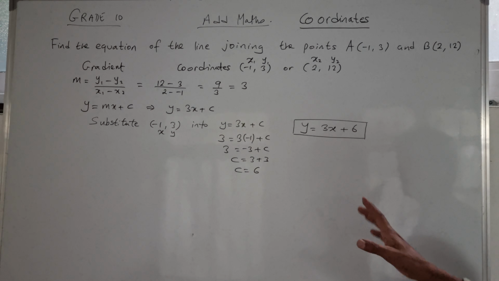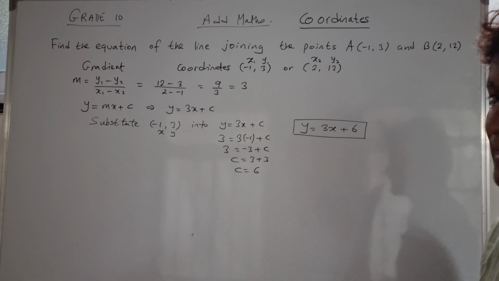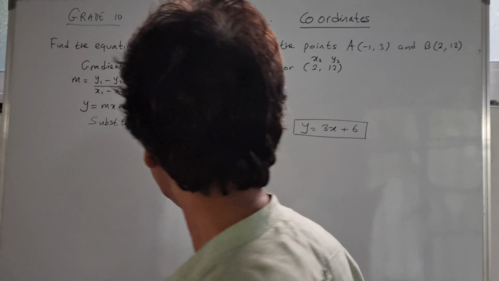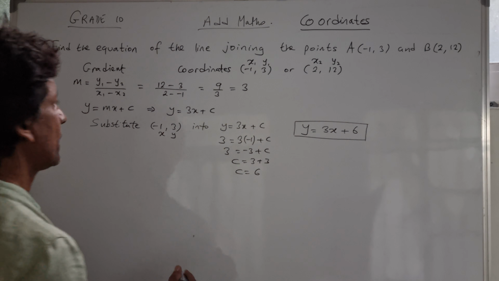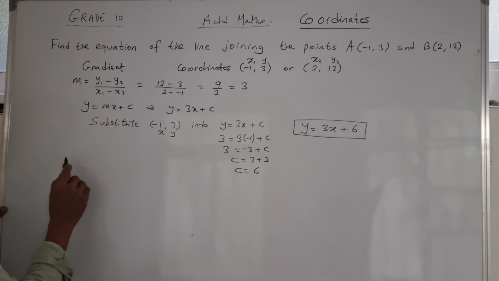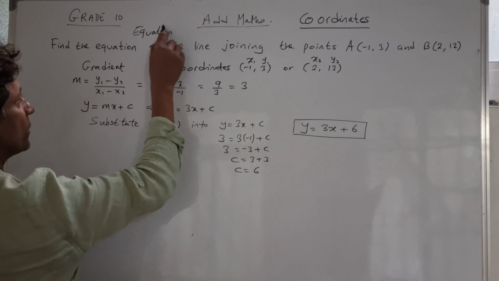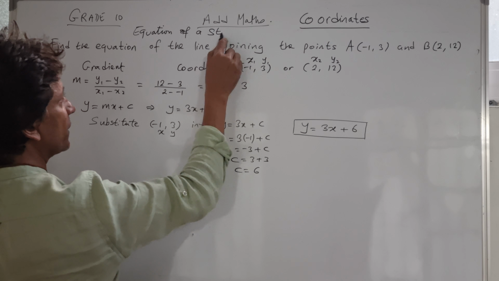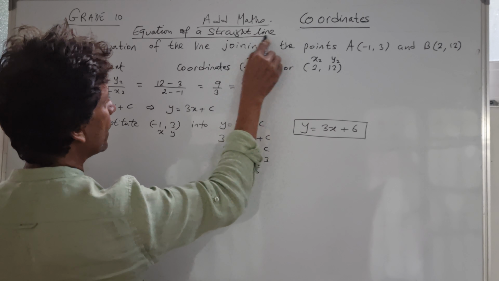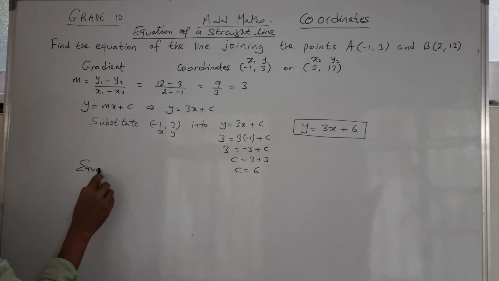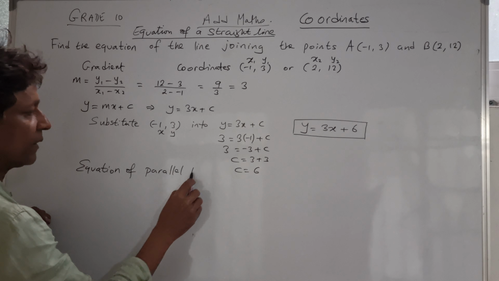So the next thing we're going to be dealing with is the equation of a line which is parallel to this line. So why don't we just do it right now? Let's say, for example, now I'm going to give you some time to copy this. And in the same question here, that was the equation of a straight line. So now we have equation of parallel lines.